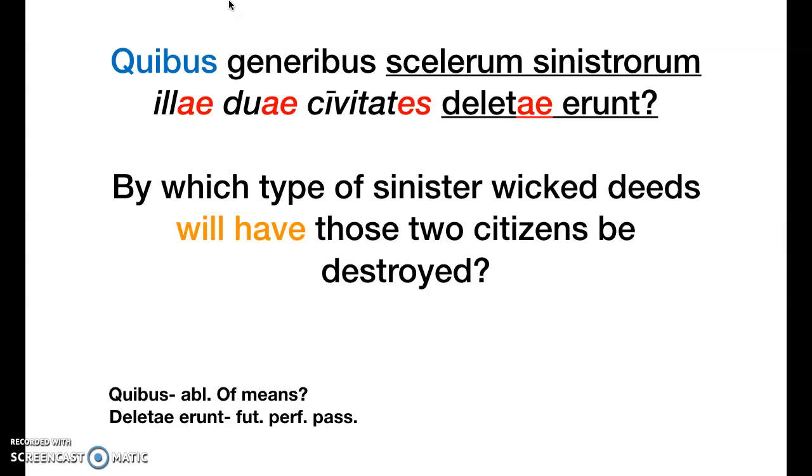Oh, yeah, and by the way, I guess I also wanted to mention that deletae is agreeing in gender and case with illi duae civitates. Okay, they all have that feminine, nominative, plural ending.